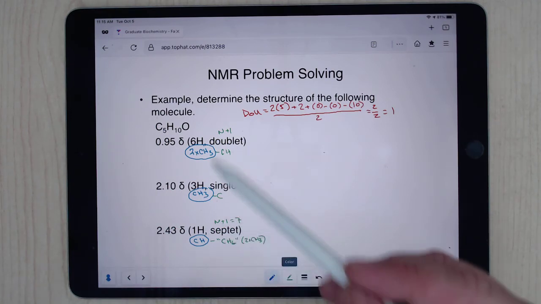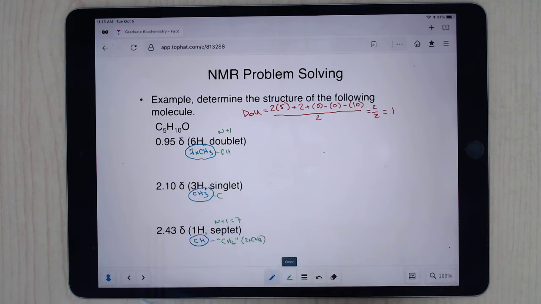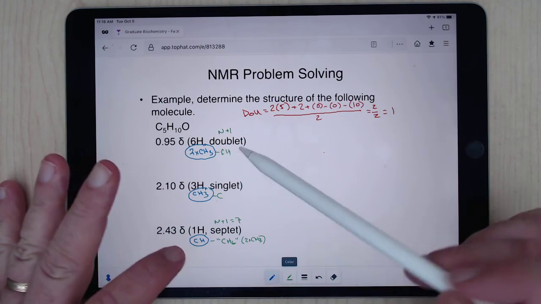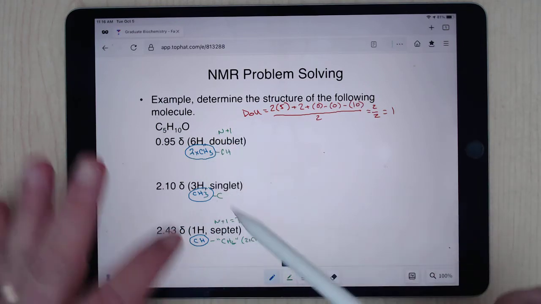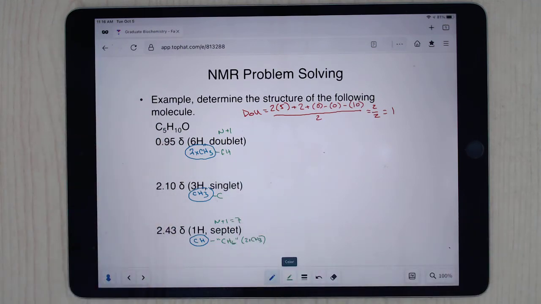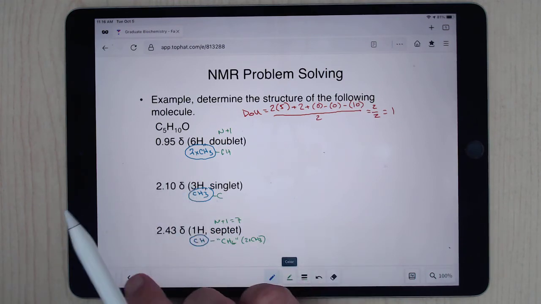So we have the parts. We have two equivalent CH3s that are attached to a CH. We have another CH3 that's attached to a carbon that doesn't have anything. But we also have a CH that's attached to 2 CH3s. So these are probably the same bits, one looking at it from one way and one looking at it from the other, right to left and left to right. Now, next up is the chemical shift.